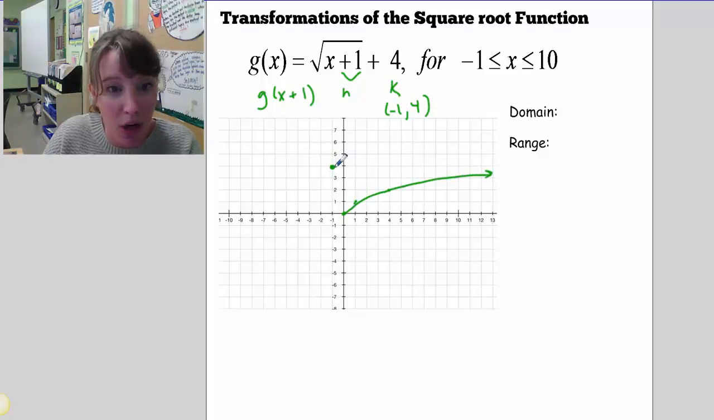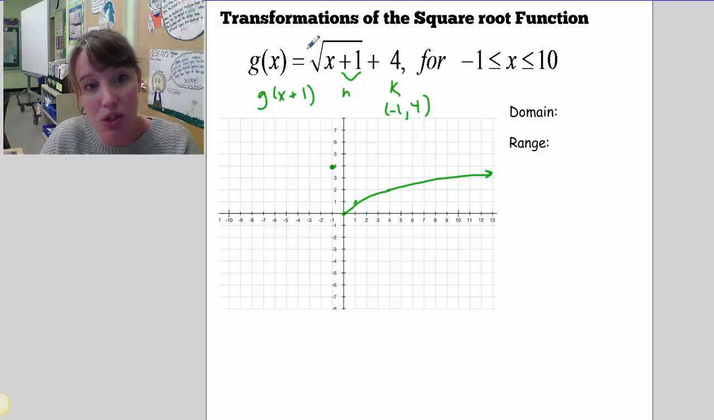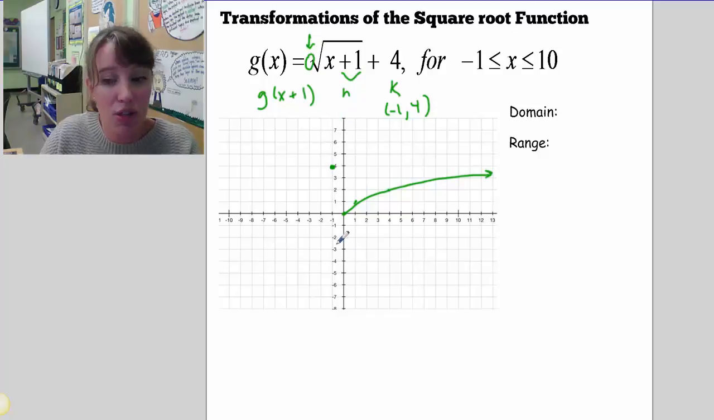Now you're starting here. But the next one, since there's no number on the outside here, there's no value here, there's not going to be any vertical compression or stretching. So essentially, you're going to follow that pattern of right 1, up 1, right 1, 2, 3, up 1, okay? And that would be your original 0, 0, and then 1, 1, and then 4, 2.